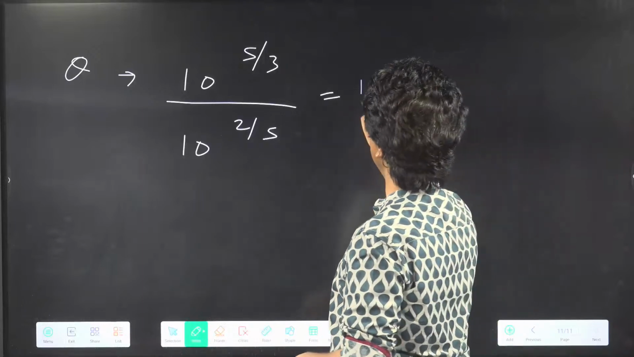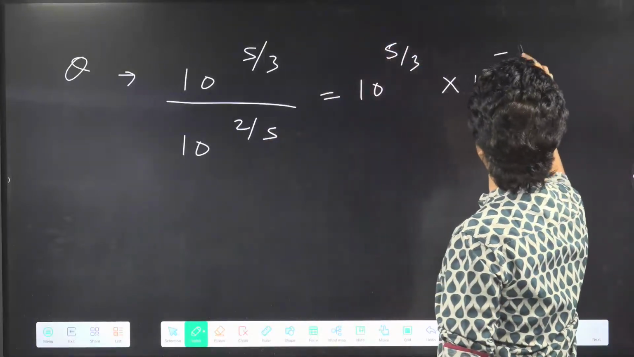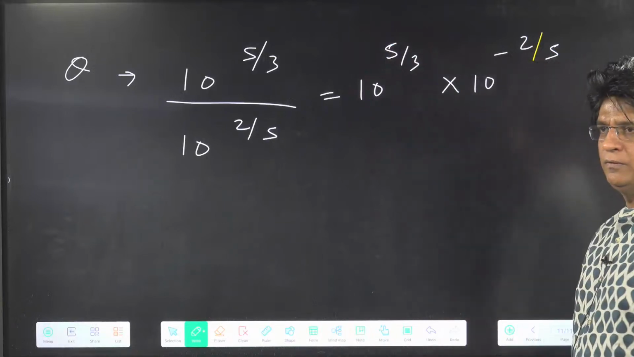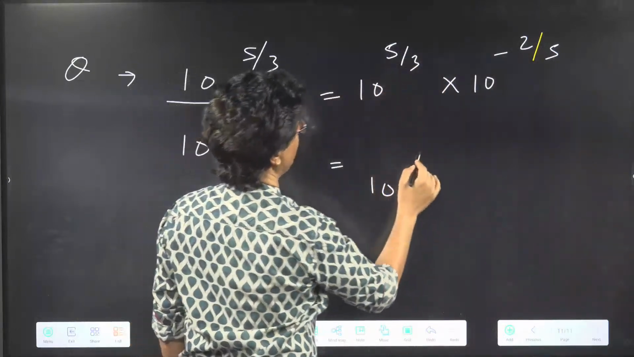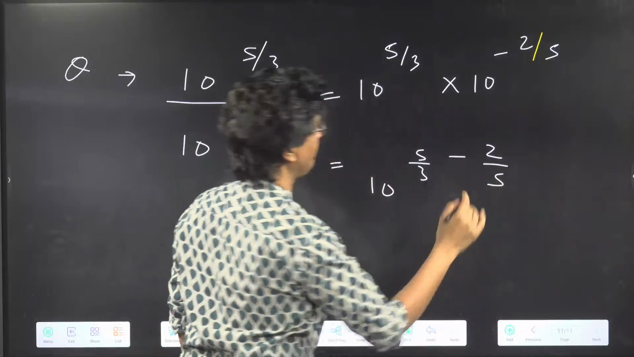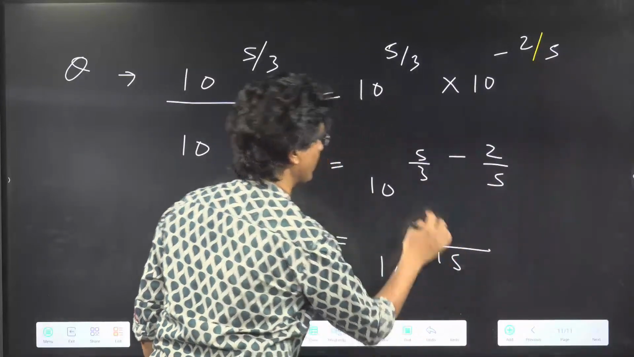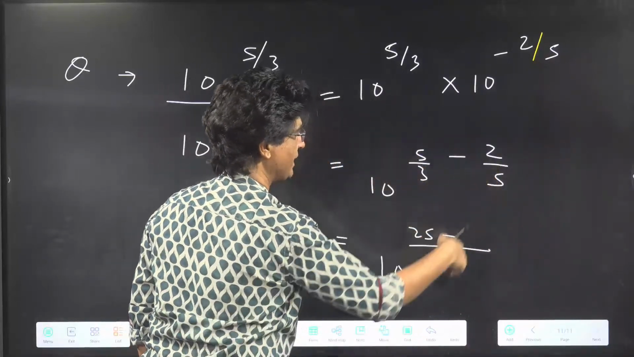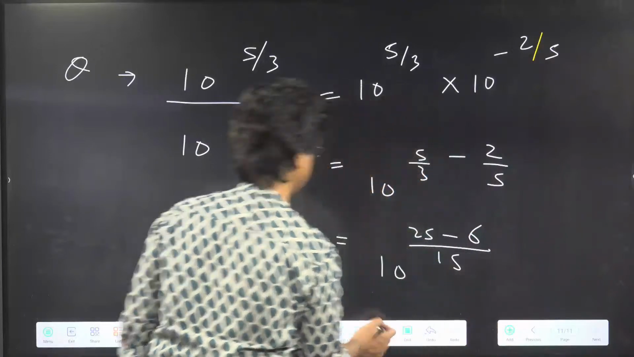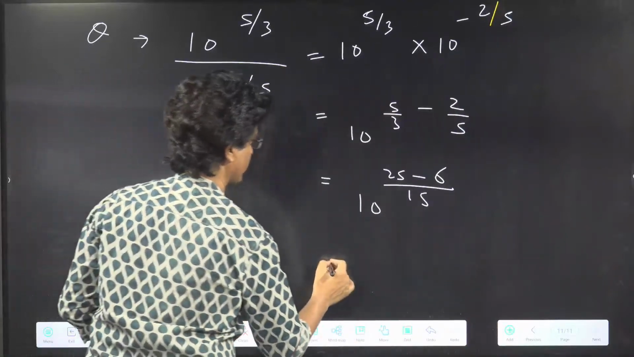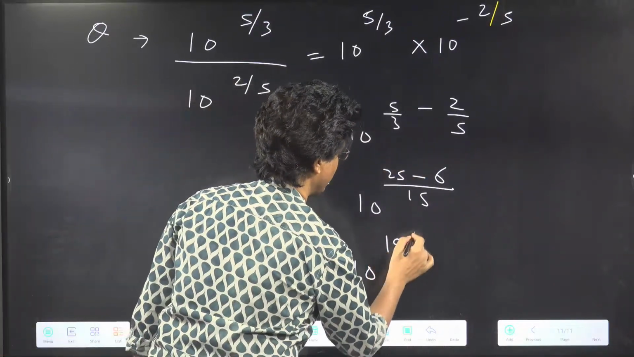Okay. So again, 10 to the power of 5 by 3 into 10 to the power of, this will become minus of 2 by 5. Yes or no? Agree or not? Now see that. Since the base is the same, the powers can be added. 10 to the power of 5 by 3 minus 2 by 5. That is our contention. If I take the LCM, it will be 15. Now 3 5s are 15, so 25, minus 5 3s are 15, so 6. That is it. Yes or no? And that will be 10 to the power of 25 minus 6, which is how much? 19. So it will be 10 to the power of 19 by 15.